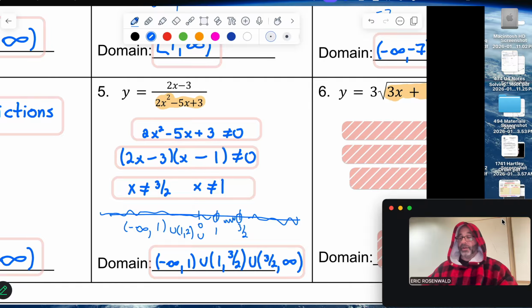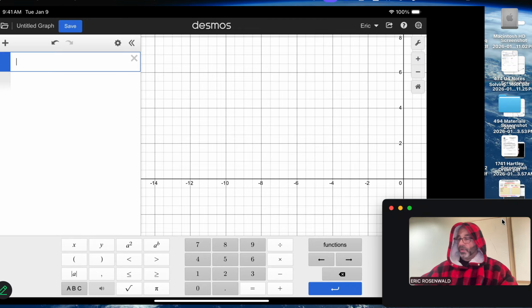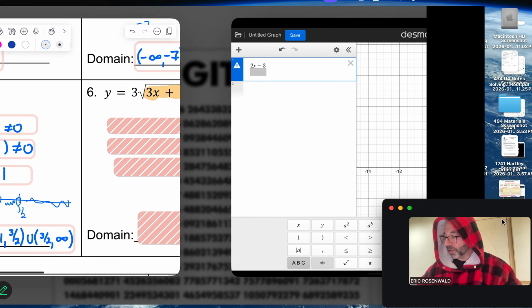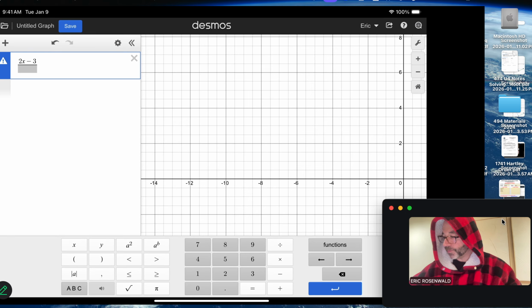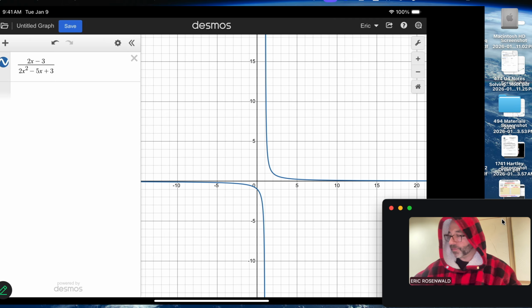Okay. Now, if I was to look at this graph, we would say we have, let me get rid of these. We have a fraction, and we have 2x minus 3 over, whoop, I wrote the wrong value there, over minus 3. And then 2x squared minus 5x plus 3 for the bottom. 2x squared minus 5x plus 3. And let's look at this graph.